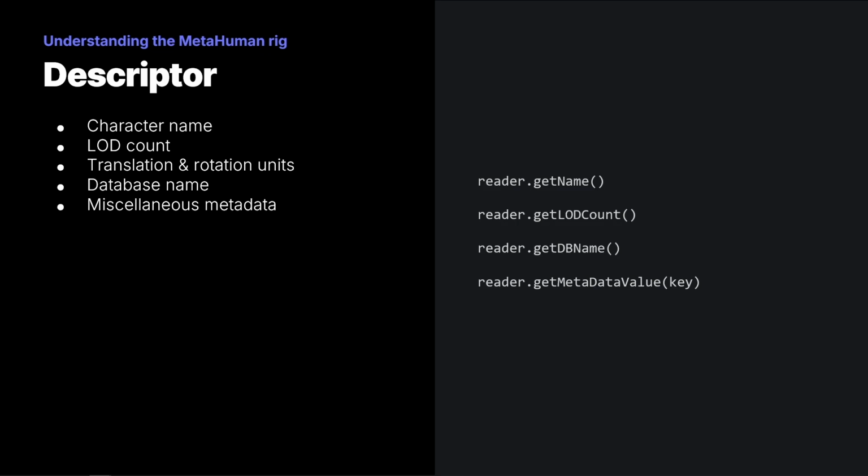So for the descriptor, we can find metadata about our characters, so its name, the number of LODs, the units in which all our translation and rotation values are written in. We can also read any miscellaneous data present, and more importantly, the name of the database that this particular character belongs to. This will be important in a minute.